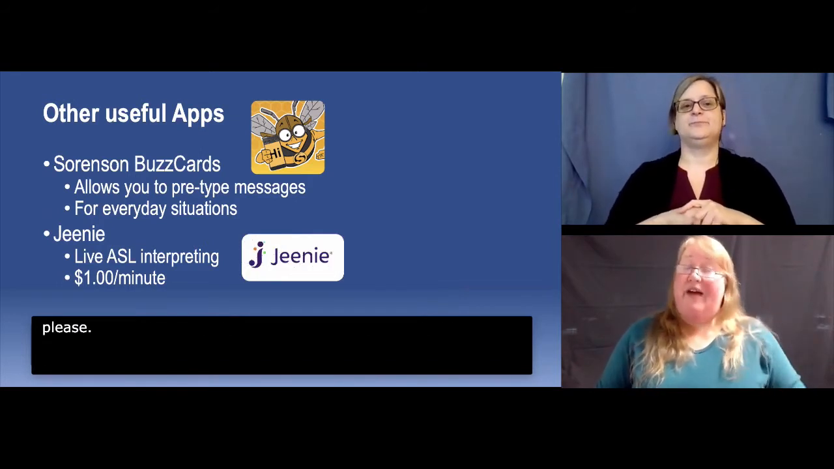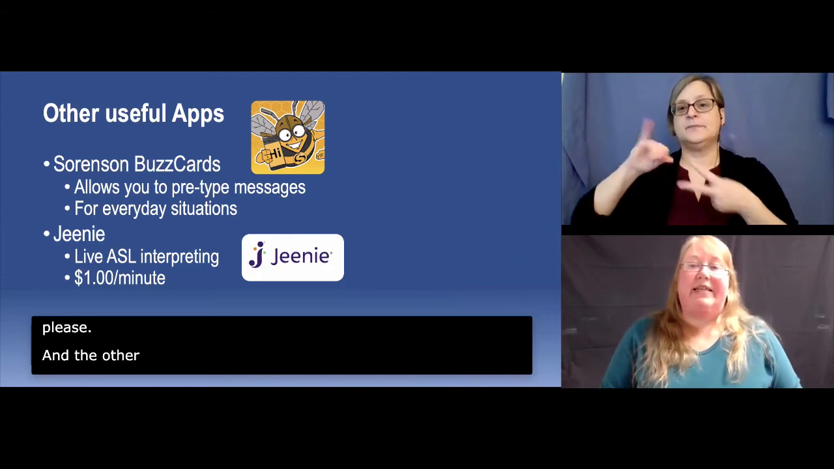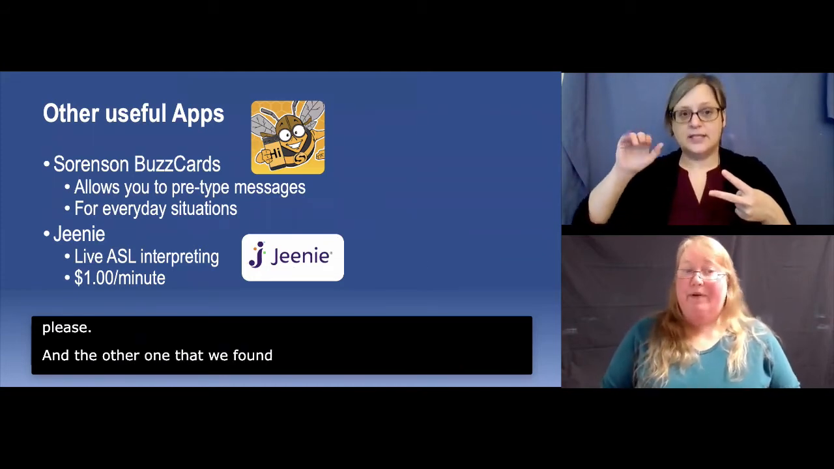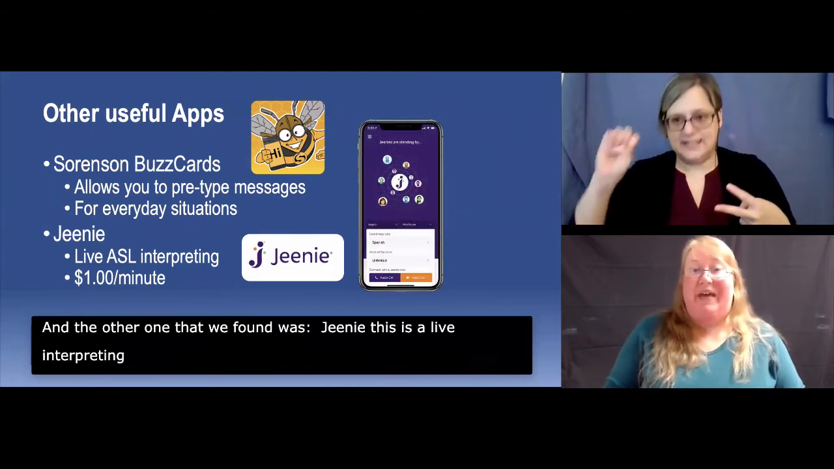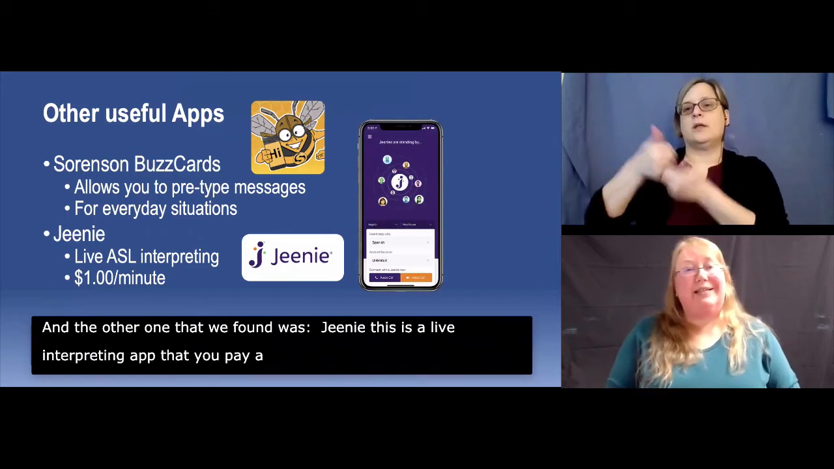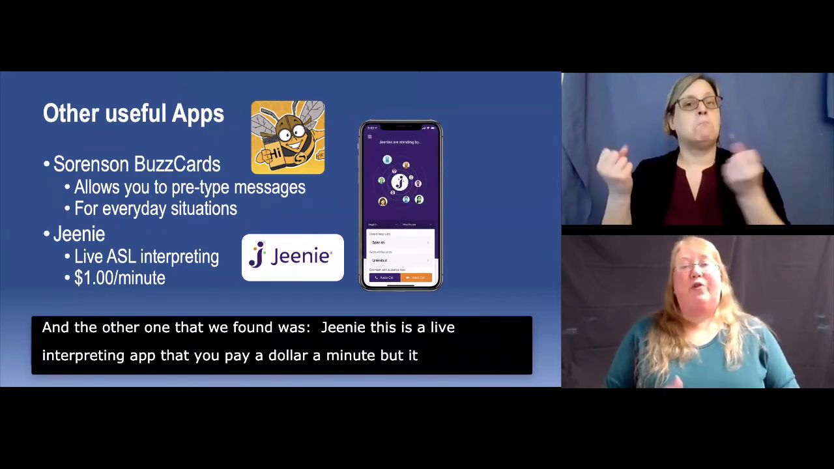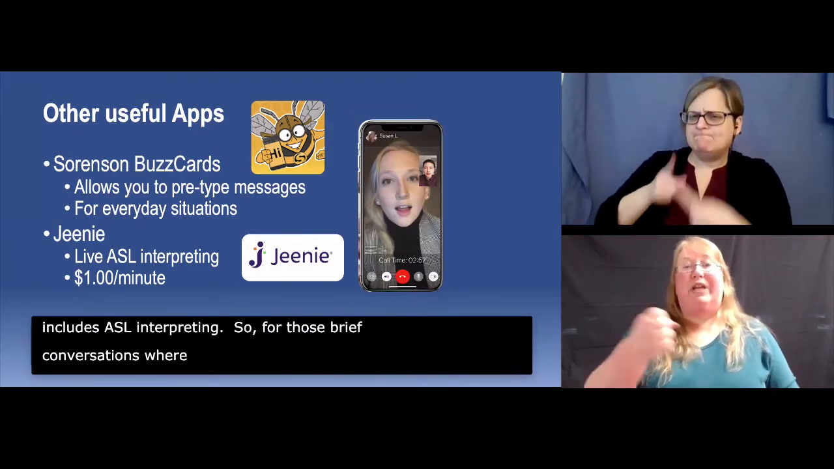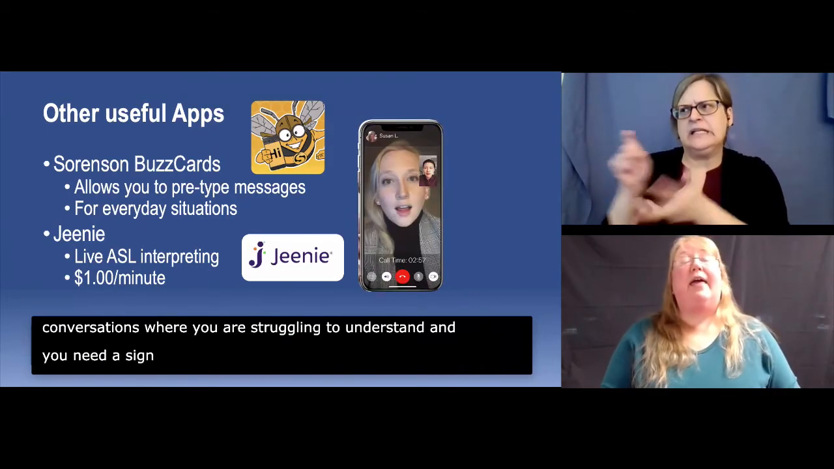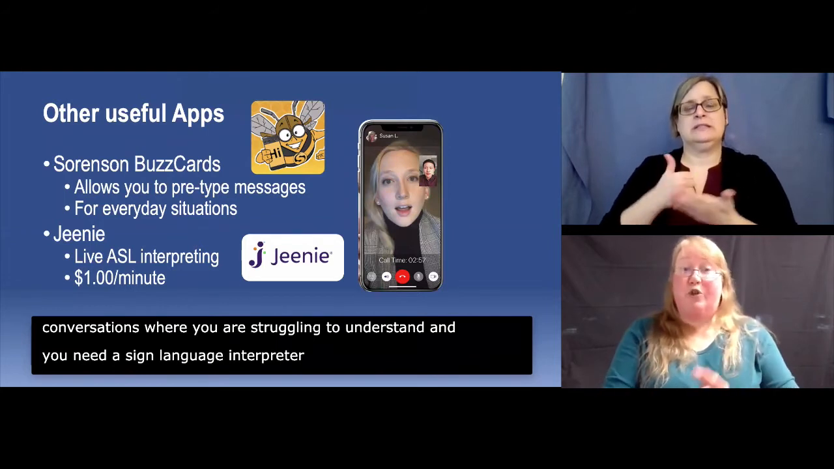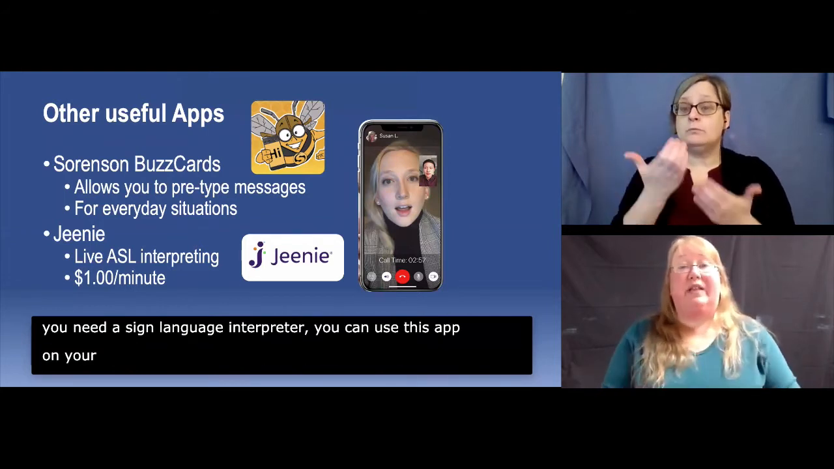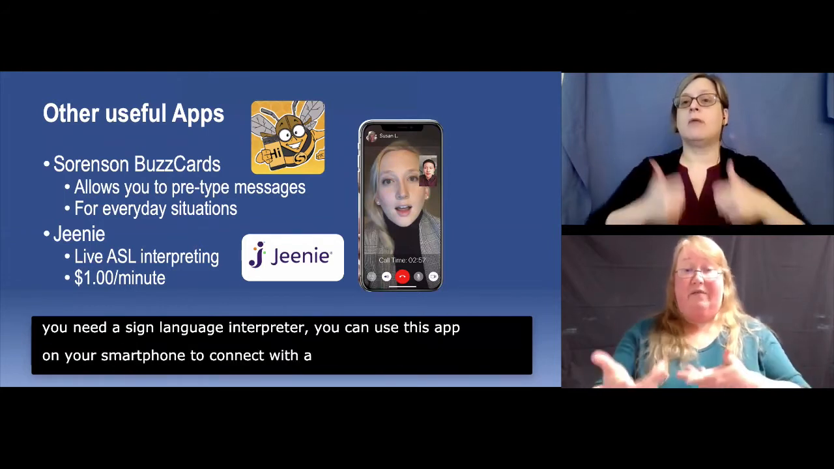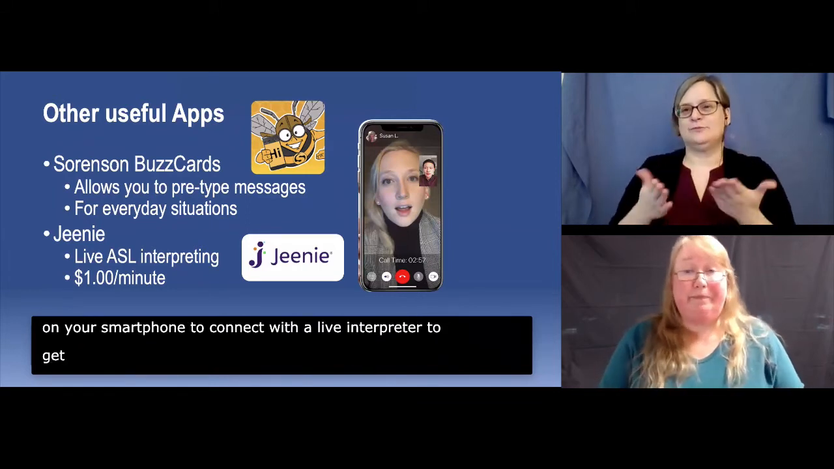And the other one that we found was Genie. This is a live interpreting app that you pay $1 a minute, but it includes ASL interpreting. So for those brief conversations where you're struggling to understand and you need a sign language interpreter, you can use this app on your smartphone to connect with a live interpreter to get that information across.